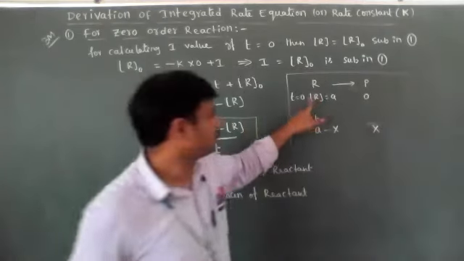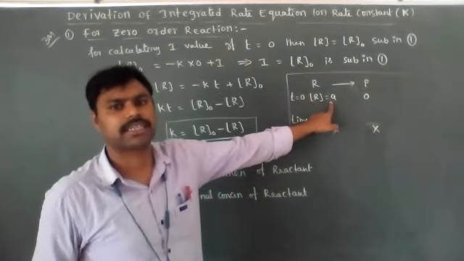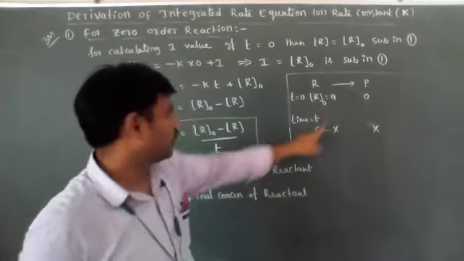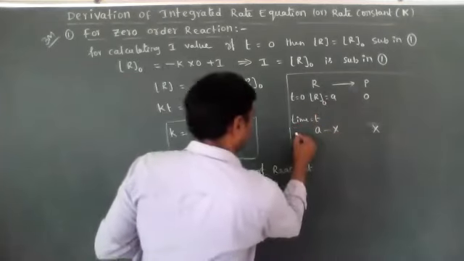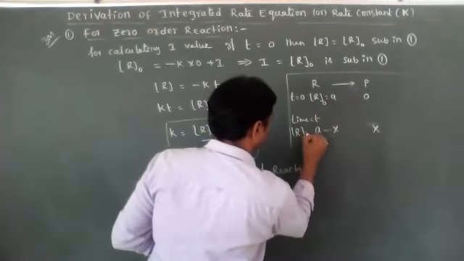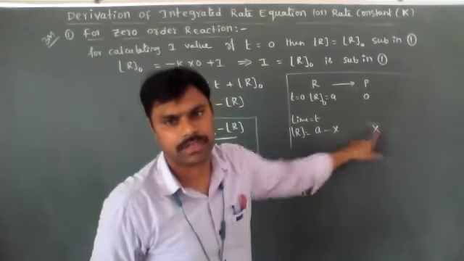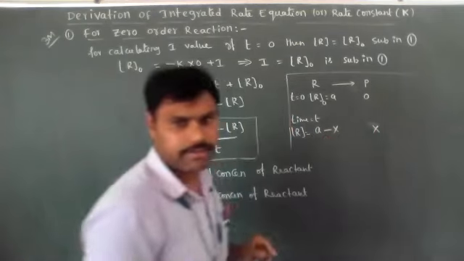If time is equal to 0, only reactants are present. That concentration R0 is equal to a. After some time, R is equal to a minus x. Then it indicates that x amount of product is formed. R is the final concentration, which we have to consider as a minus x.